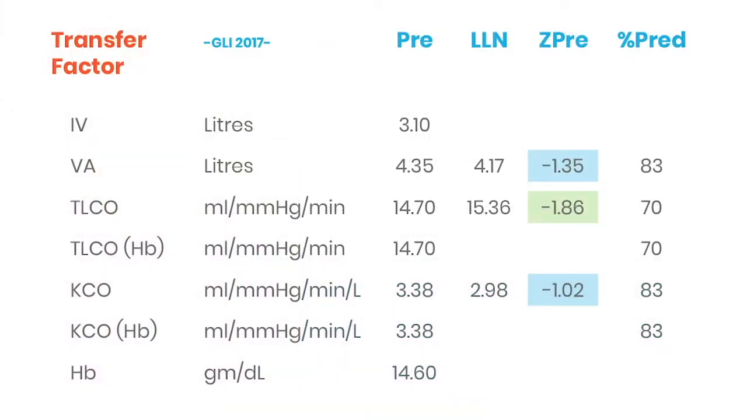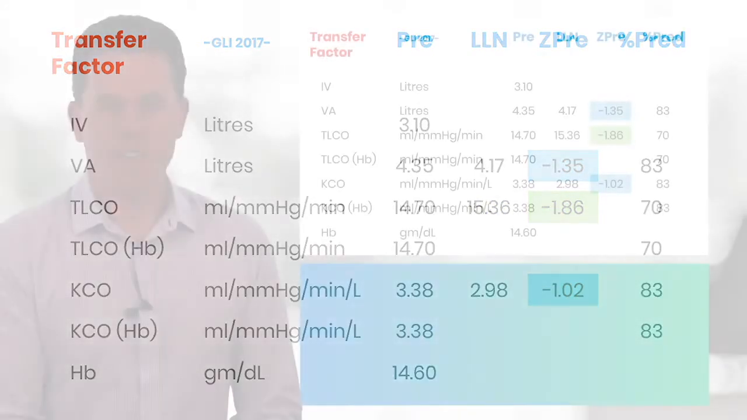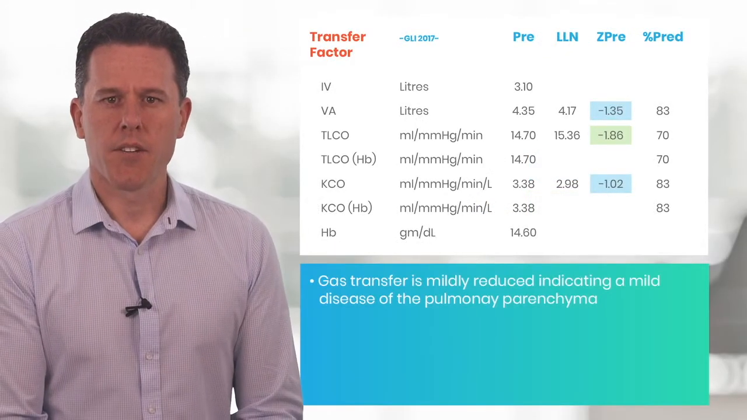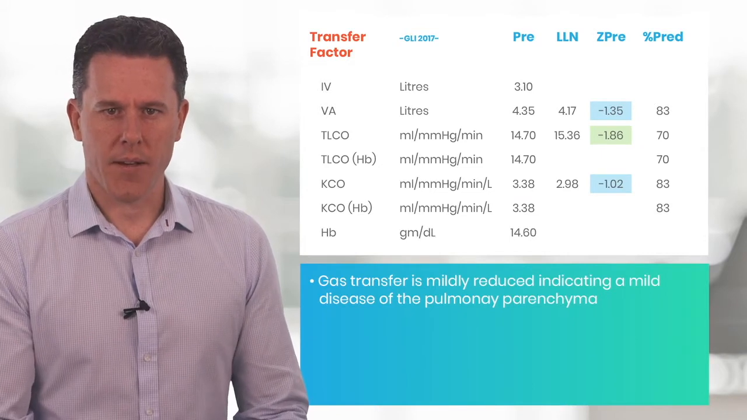So it's easy to remember because gas transfer, once again, normal is 80%. And so in this case, our gas transfer is the TLCO, which is 70%. So gas transfer is mildly reduced, and that means that there must be some disease of the pulmonary parenchyma.